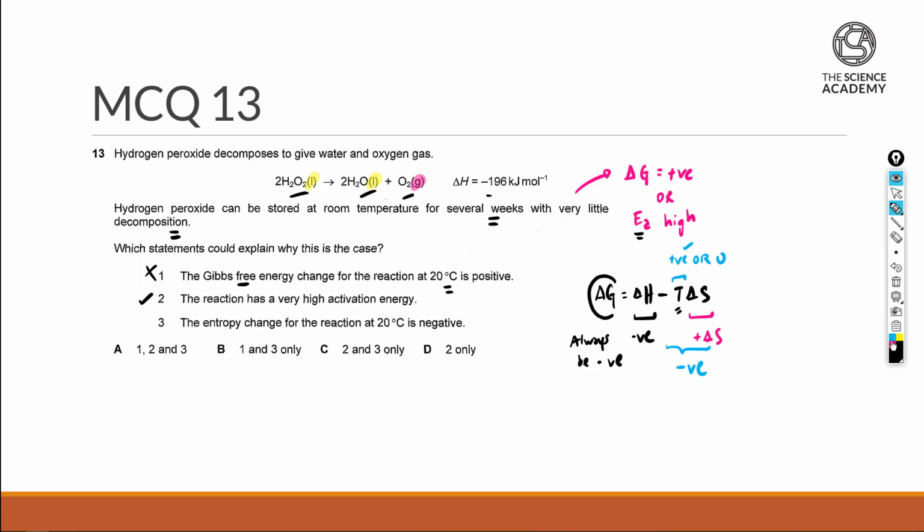And lastly, when talking about entropy change represented by delta S, it has been mentioned that the production of gases here increases the randomness of the system. And the increment of the randomness of the system will show that the entropy is not going to be negative, but rather it should have been positive. In this case here, the only correct option to describe this case would have been the high activation energy, suggesting that option D is the correct answer.